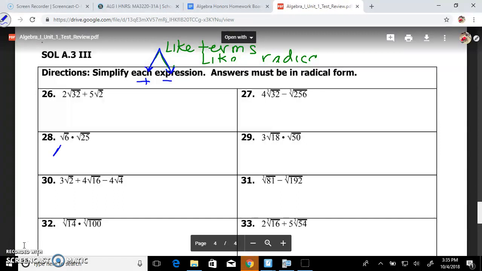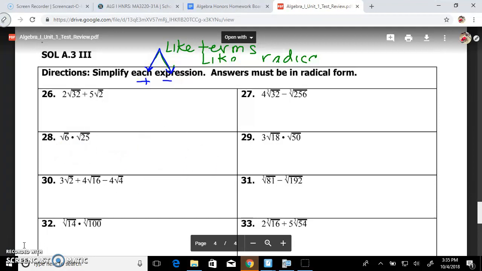One thing I would check is to see if any of these are actually perfect squares. So like the square root of 6 doesn't simplify to anything. But the square root of 25 is actually a perfect square. The square root of 25 is just 5. So we're looking at the square root of 6 times 5, and that's really just 5 root 6.